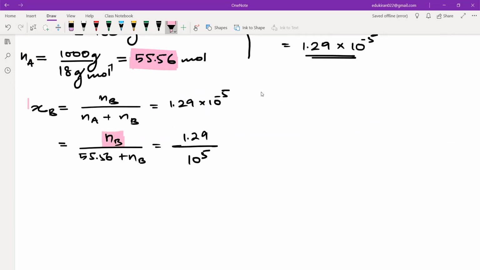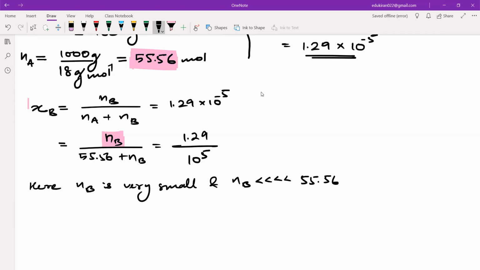So you can write that NB will be very small. इतना हम बस ये कह सकते हैं कि NB is going to be very small. Here NB is very small. And NB is also very, very smaller than 55.56. And if it is very, very smaller than 55.56, then if I add a very small amount to some number, it is not going to affect it.